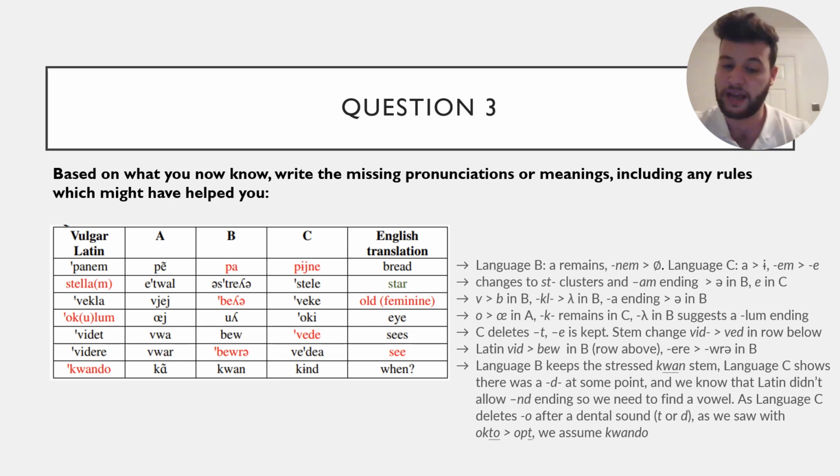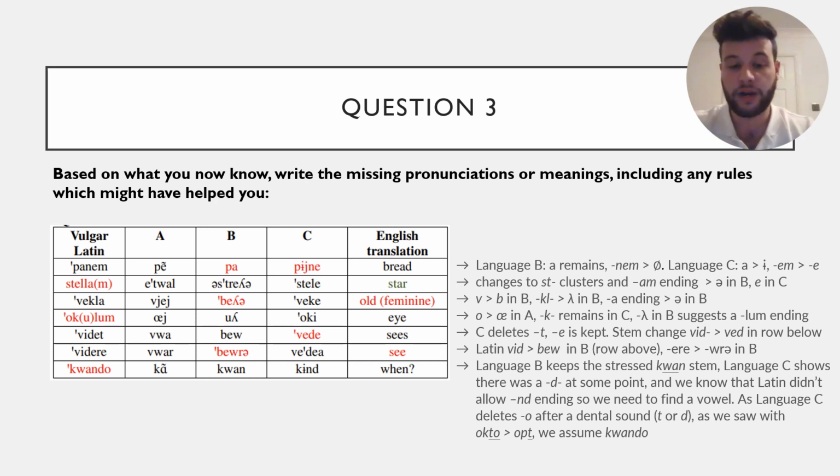So this quan stem is pretty solid because the k is kept in language B and C, and the n is kept in language B. And then we can also say there was very, very likely a D in Vulgar Latin because language C has kund. Sorry, I think that's an I with a line through it, so kund. So the only thing that's left is why can't we have quand?